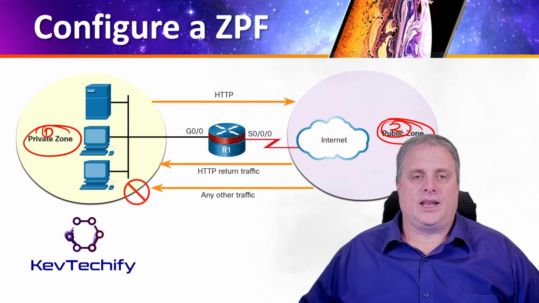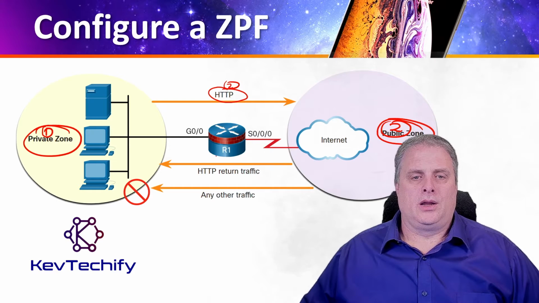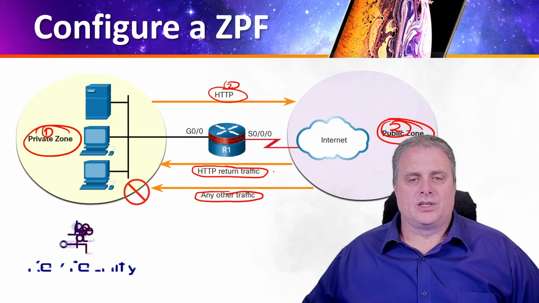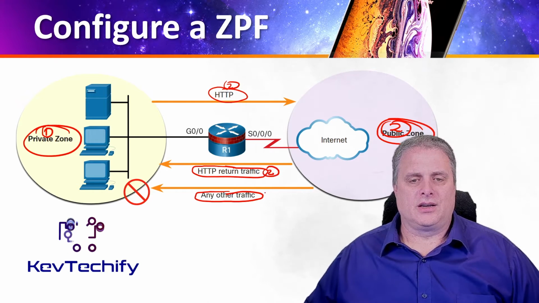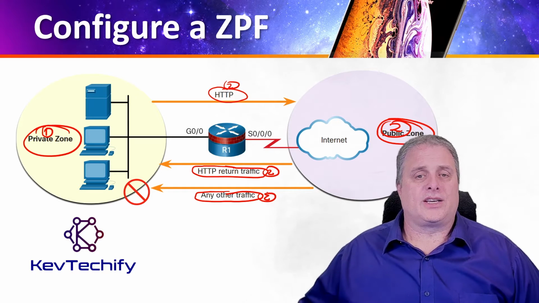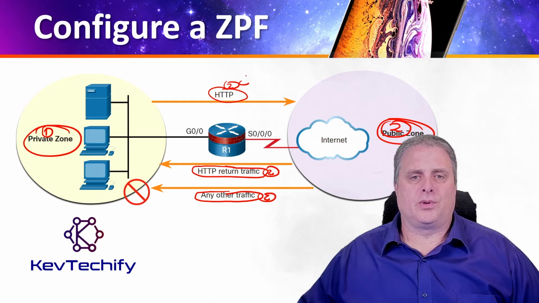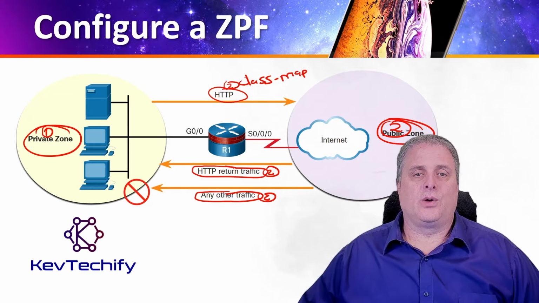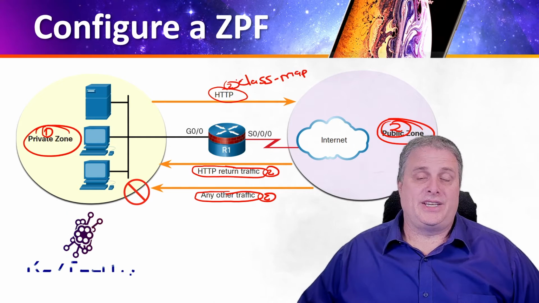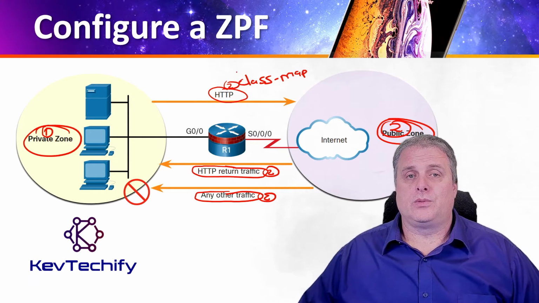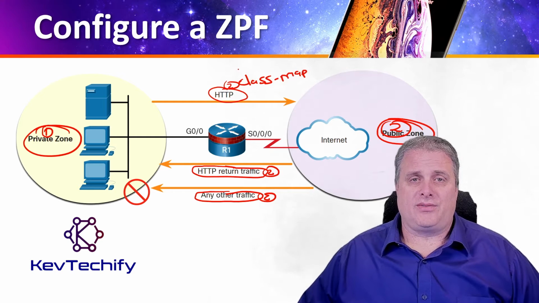So what we're looking at here is the traffic. Here we're looking at HTTP. Here we're looking at HTTP return traffic. We're also looking at any other traffic. So we're identifying our traffic here with a class map. And once again, we are setting this up with the class. So basically, you can think of the class of your data going into your class map, whether it's HTTP, web, mail traffic, FTP traffic.